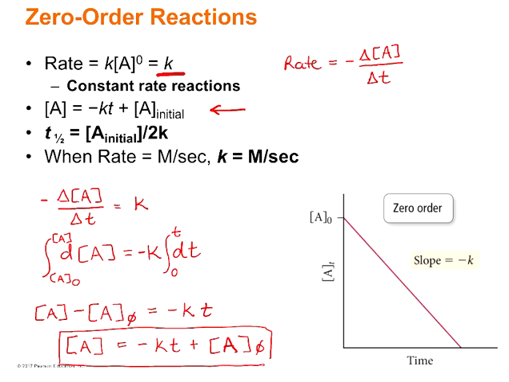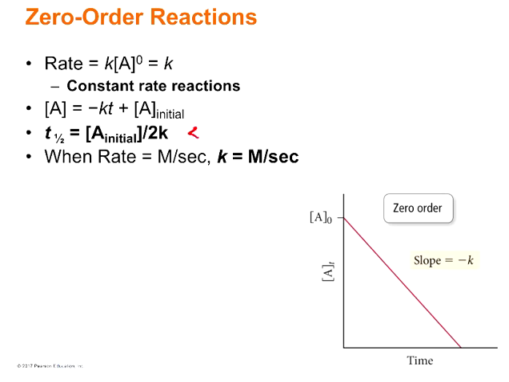Okay, now let's also derive the half-life expression. All right, so you'll notice that we have T1/2 is equal to the initial concentration of A divided by 2K. All right, so let's rewrite our integrated rate law. And again, this is for a zero-order reaction.